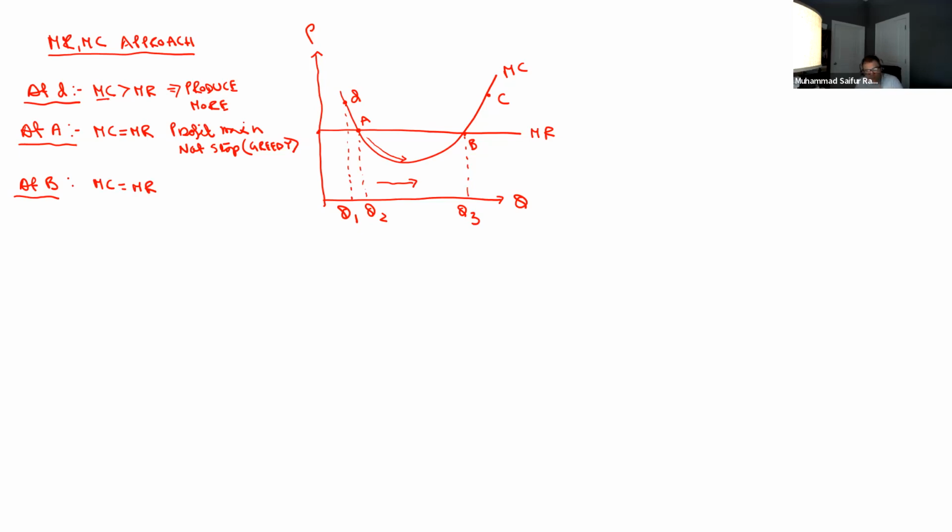So our producers know that if they produce anything beyond Q3, the marginal cost curve is going to rise above the marginal revenue, and therefore their level of profit will start going down. So point B is where our producers will stop. They are not going to produce any more, and hence this will be the profit maximization point.